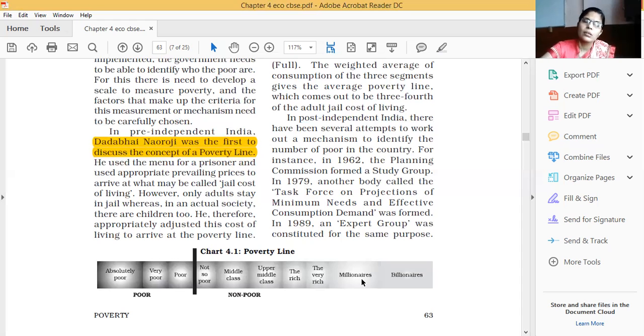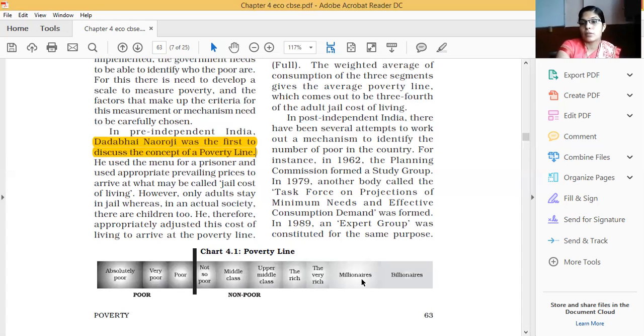Poor, that means what? These people are satisfying these requirements, but not with quality, not sufficient. That is poor. Not so poor, that person is poor, then middle class. Compared to upper class, middle class and all these are poor. And compared to rich, upper middle class, not so poor, poor, very poor, all are poor. So it is relatively poor.